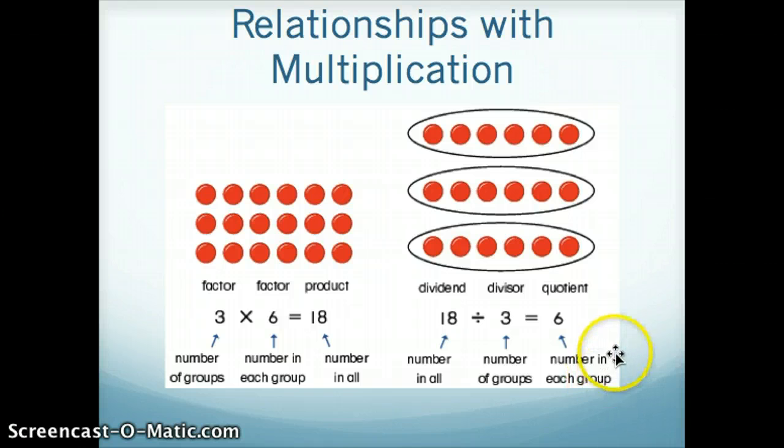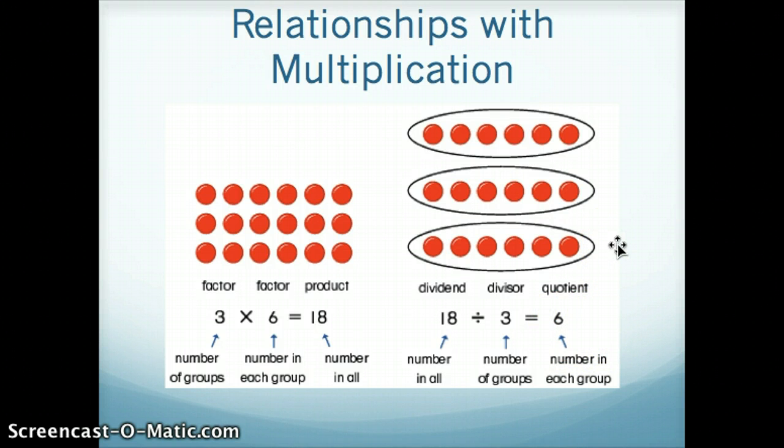Now we are working with new vocabulary, which is dividend for our number in all, divisor for the number of groups, and quotient, which is the number in each group. And a quotient is the answer to our division problem. Up here, you can see that there are 18 circles in all, just like in our array on the left. We are dividing them into 3 groups, which is why we see the 3 circles. And there are 6 in each group.